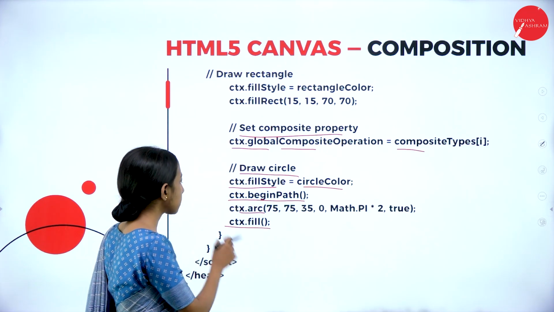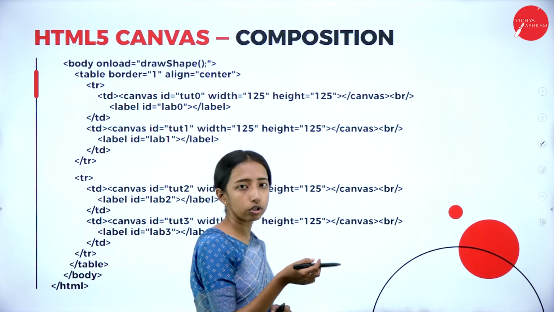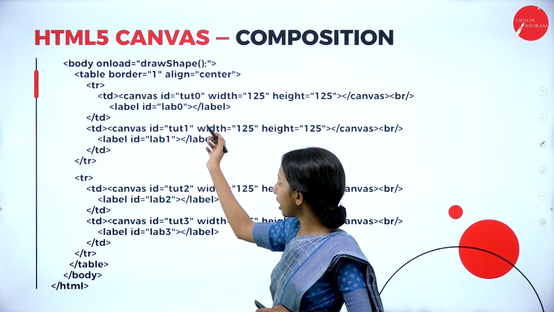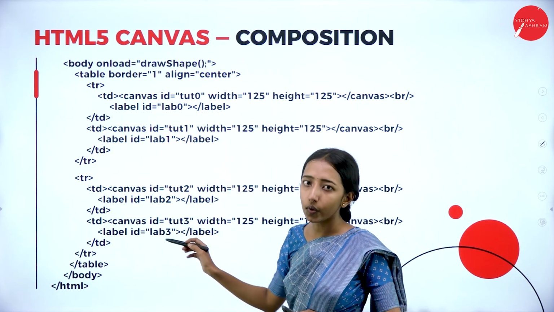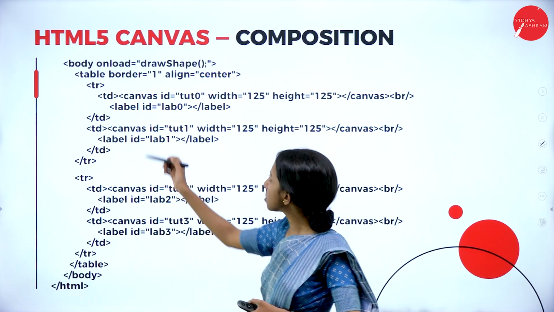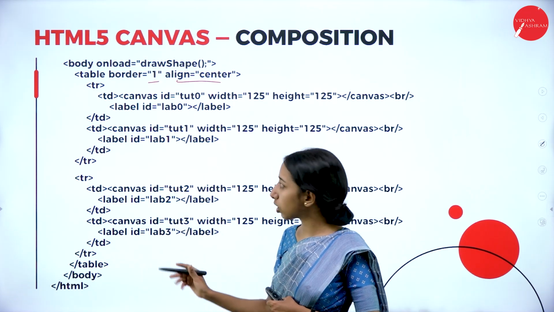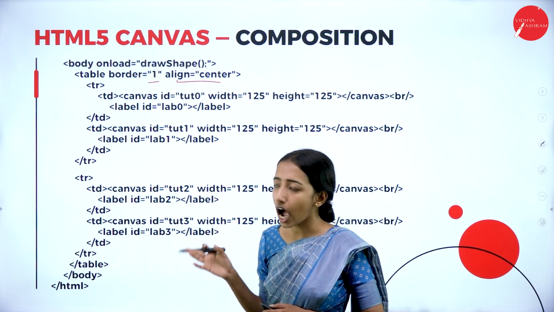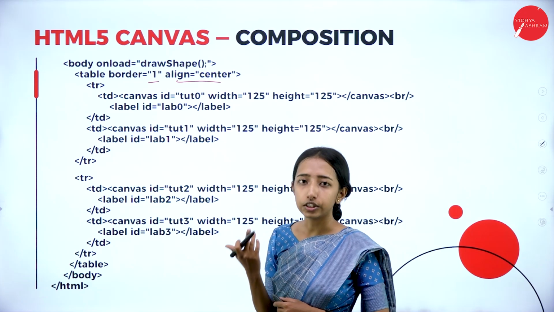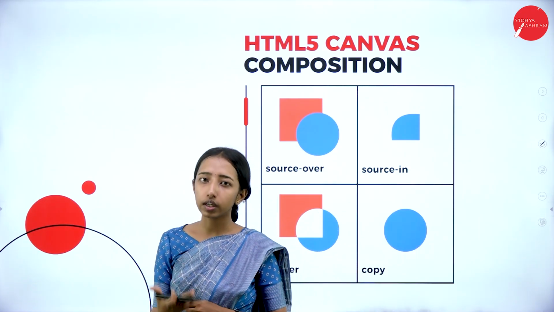So this is the script, and here we are having onload, what we want to have is the drawShape, and here a table we have created to have all the 4 types what we have created. So the border is 1, align the center, and this is the table what we have created to have the output of what we are doing. So here the output of the content what we have created.